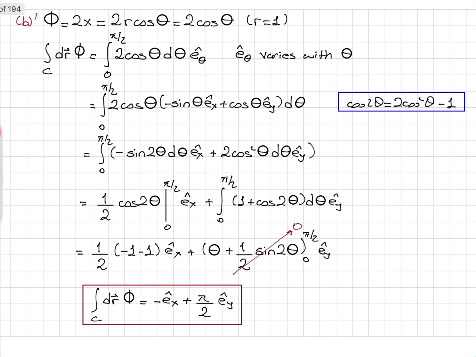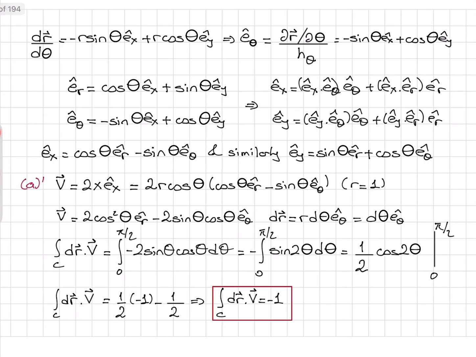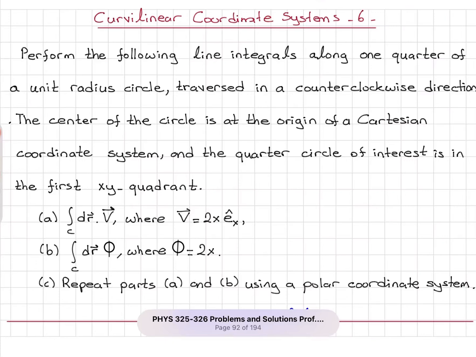And if you wish, you could convert this to polar coordinates as well by substituting Ex hat is equal to cosine theta Er hat minus sine theta E theta hat, and Ey hat is equal to sine theta Er hat plus cosine theta E theta hat. So let's also do that.